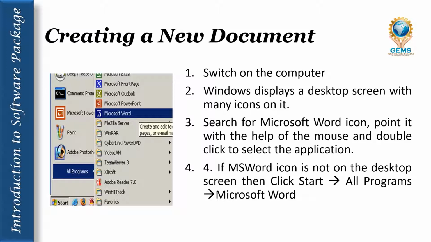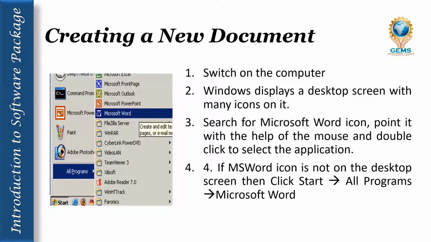So now we will see how to create a document. Switch on a computer first of all, and Windows displays a desktop screen with many icons on it. In those icons you can search for the Microsoft Word icon, point to it with the help of the mouse and double click to select the application.